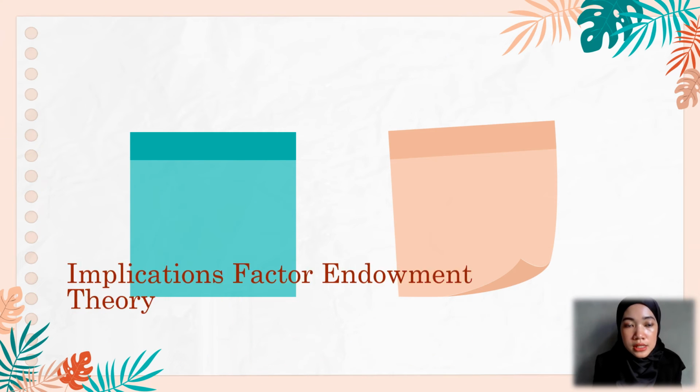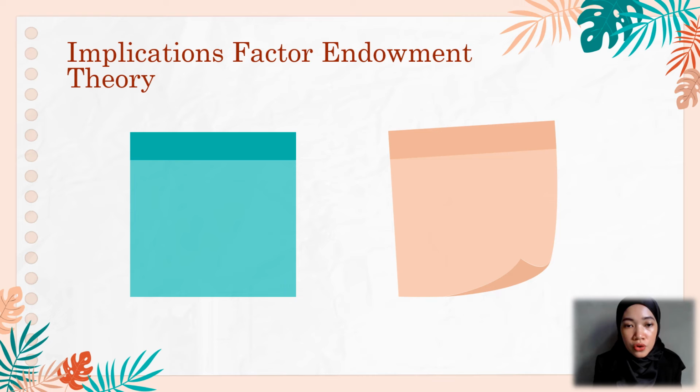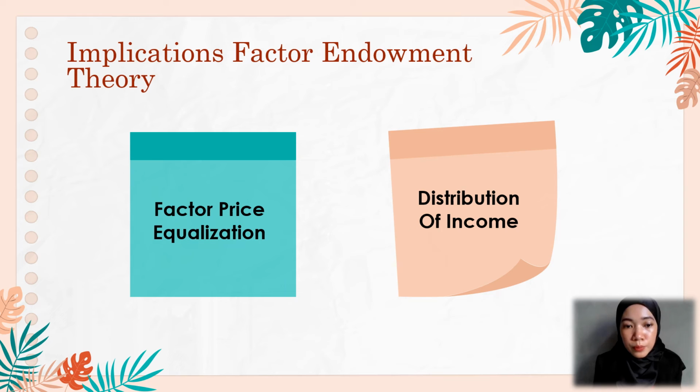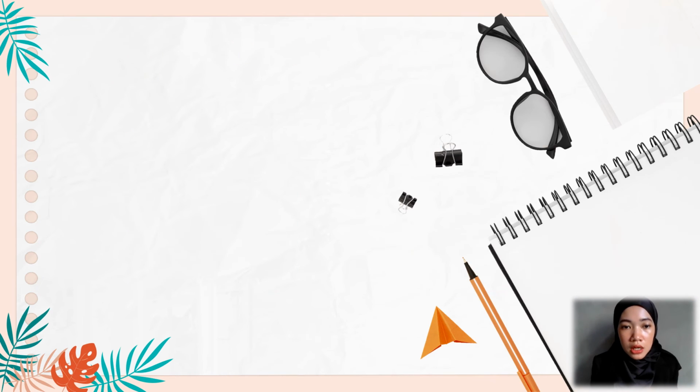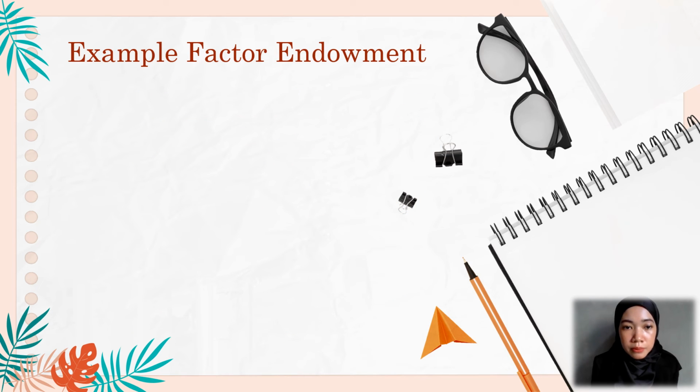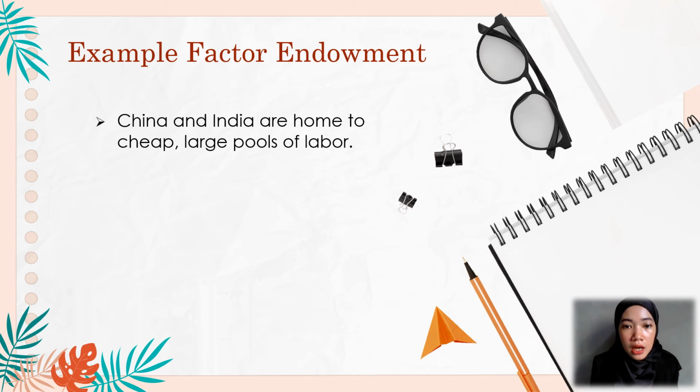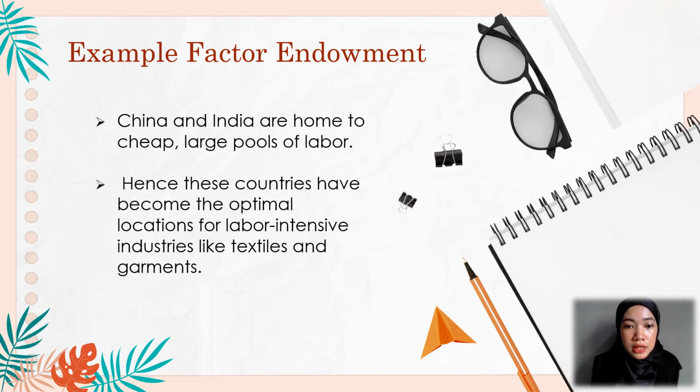Alright, next slide is the implication of factor endowment theory. They have two implications: first is factor price equalization and the second is distribution of income. Then this slide talks about an example of factor endowment. First, China and India are home to cheap, large pools of labor, and hence these countries have become optimal locations for labor-intensive industries like textile and garments.